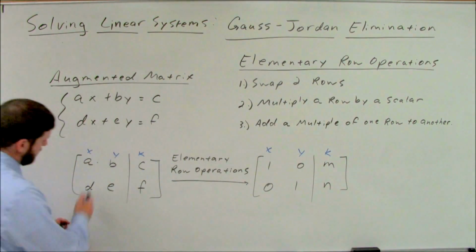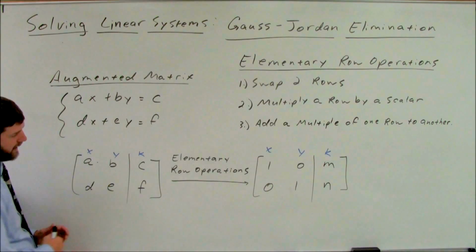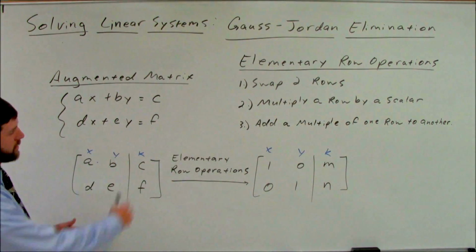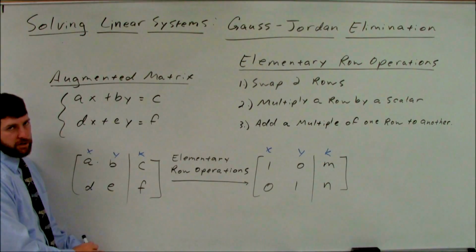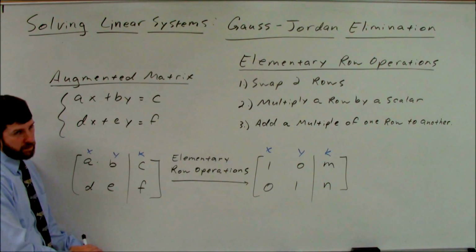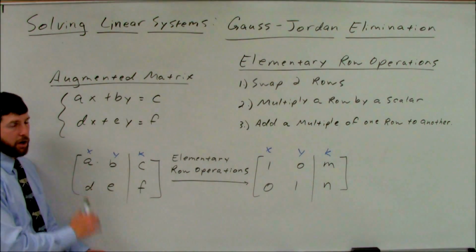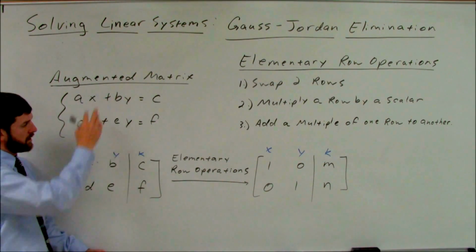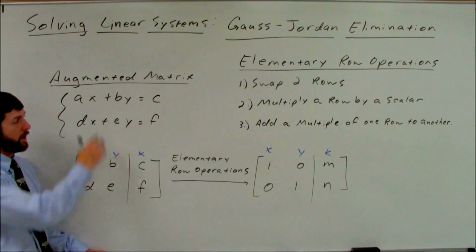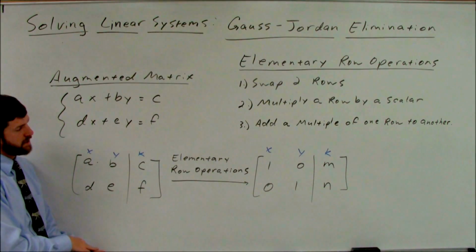So labeling it X column, Y column, K for constant, because we're already using C for something else. So we're going to take this coefficient matrix with the constant matrix added on, this augmented matrix for our system. Really, we're just dropping the variables and the plus and addition symbols. Minuses would be in there as negatives.